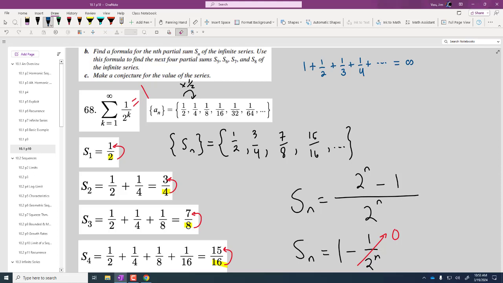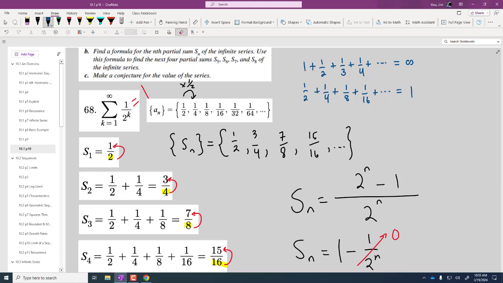But this one converges to 1. So the first thing I want to make sure is crystal clear is that just because the terms are getting closer to 0, that doesn't mean the sum of the terms converges.